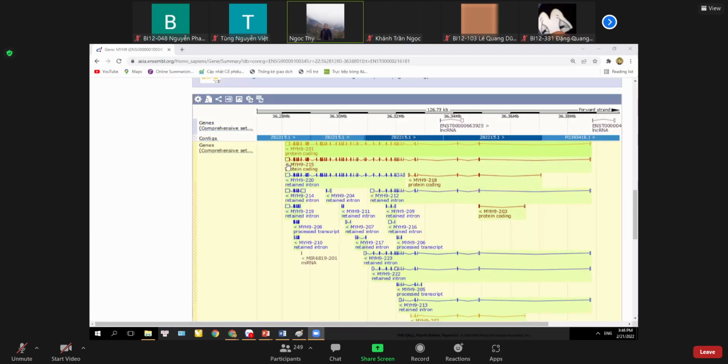The largest one is the 215 here, and the smallest one somehow skips all of exons 1, 2, 3, 4, 5. So this one includes only 3 exons, 1, 2, 3, and this one includes nearly all 41 exons.